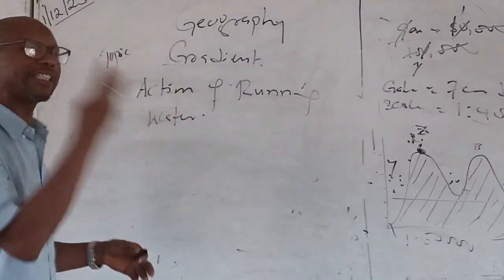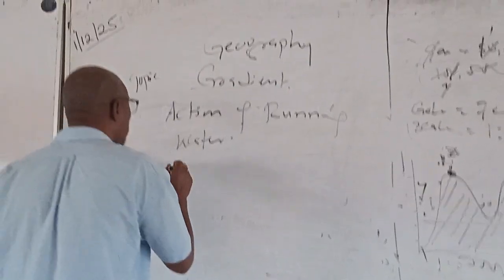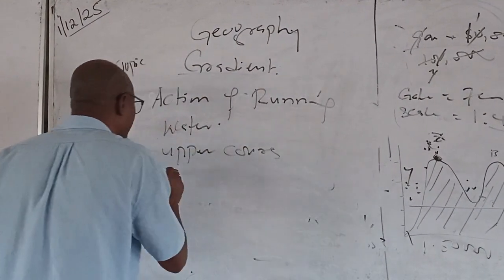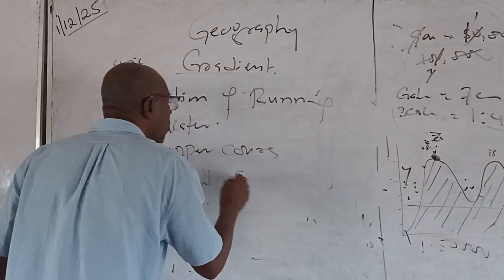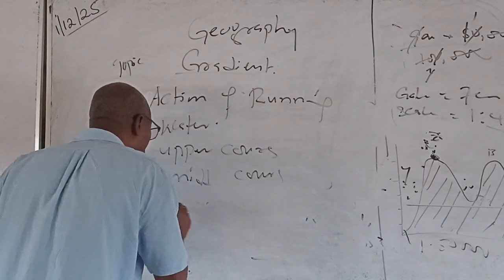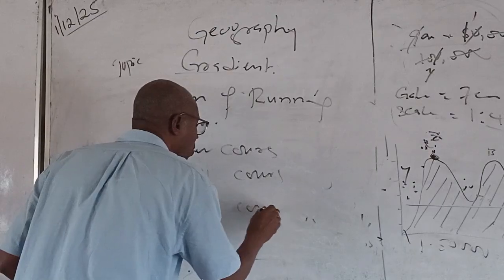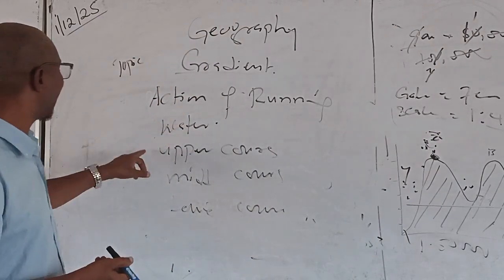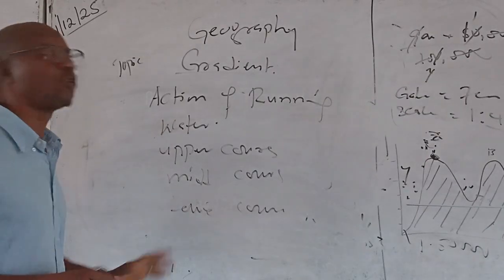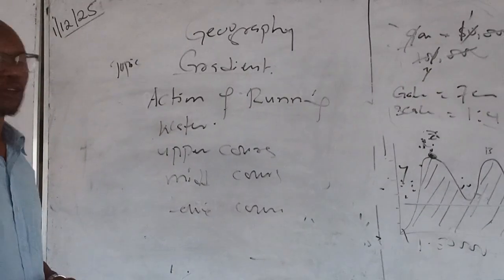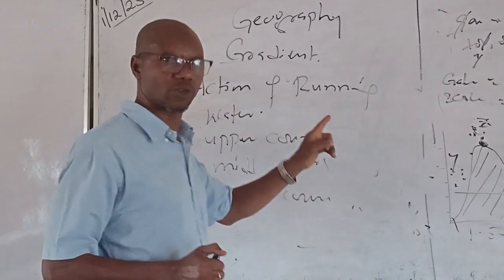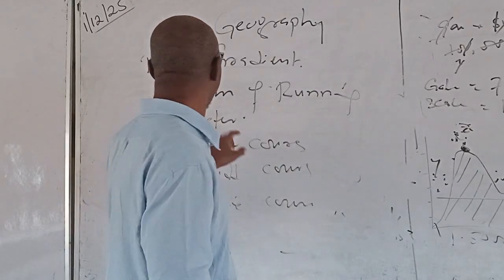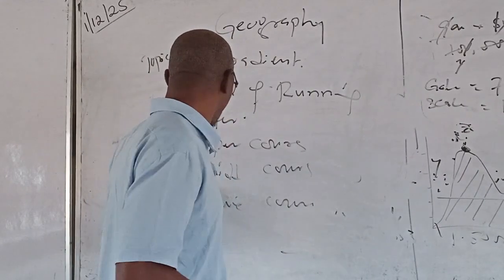We have three sections here: the upper course, the middle course, and the lower course. And then the advantage or importance of the upper course against the lower course. Because the upper course has force, while the lower course is stagnant and can move slowly. But then, the advantages of the upper course, middle course, and lower course.